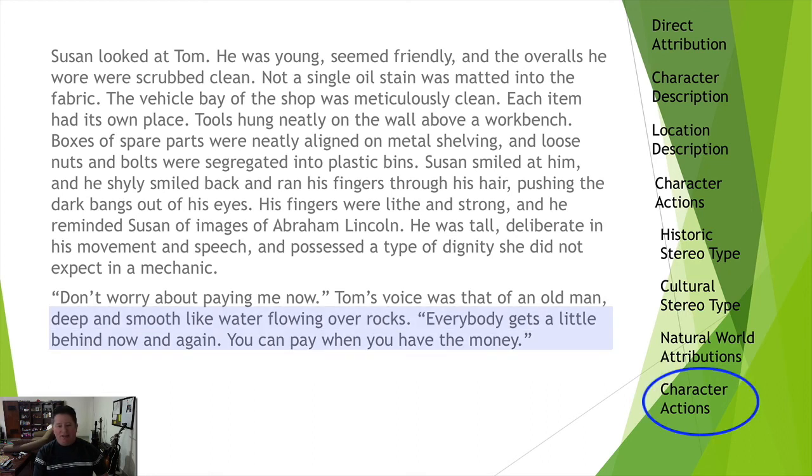So that action, represented by what Tom says, you can pay when you have the money, it shows that he's also a generous person. So all you have to do is read this. If this was Tom's introduction, you could say, wow, he seems like a really nice guy. He's hands-on, but he's kind, and he's young and strong, and he's not stupid, and et cetera, et cetera.